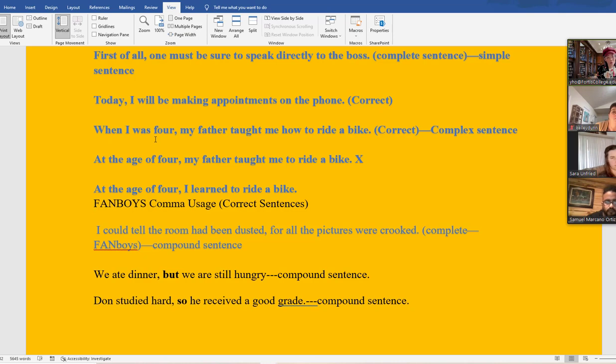When I was four, my father taught me how to ride a bike. And so, when I was four, this is a dependent clause. My father taught me how to ride a bike. This is correct. Why is this sentence incorrect? At the age of 4, my father taught me to ride a bike. Why is that incorrect?